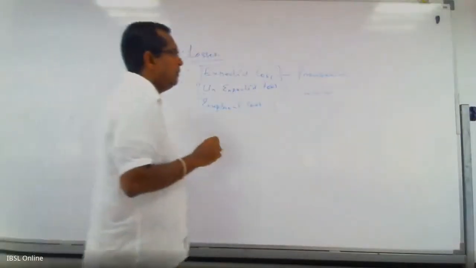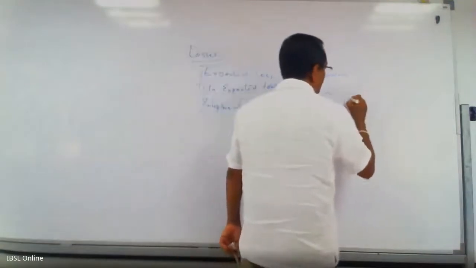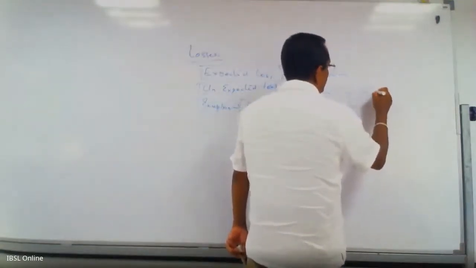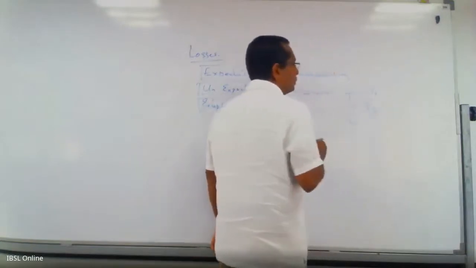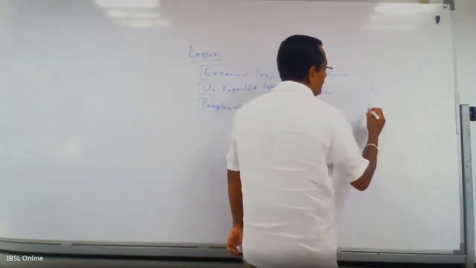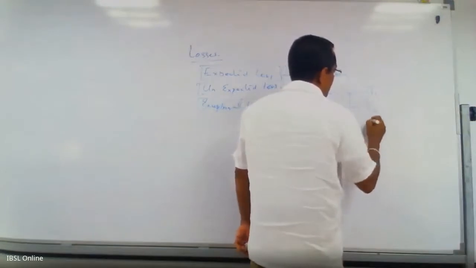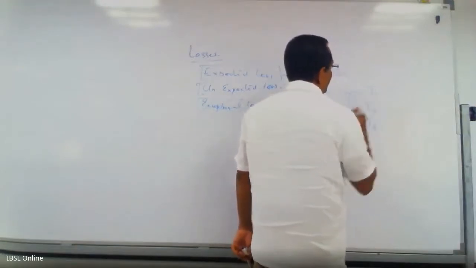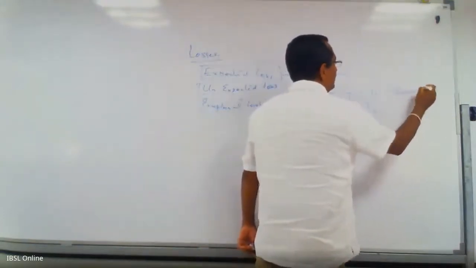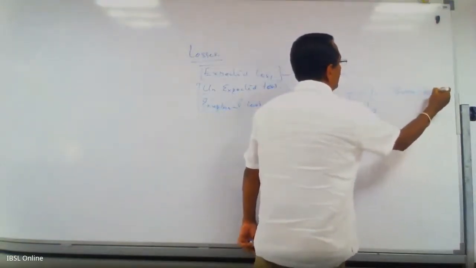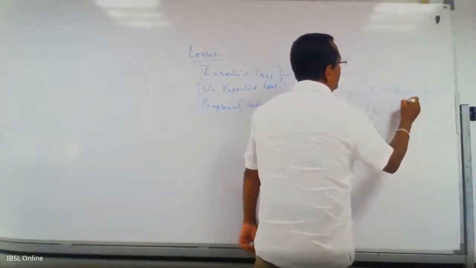Capital, then we came into capital. What is capital? We have three types: tier 1 capital, tier 2 capital, and tier 3 capital. Tier 1 capital, for example, share capital, P&L reserve, like that.